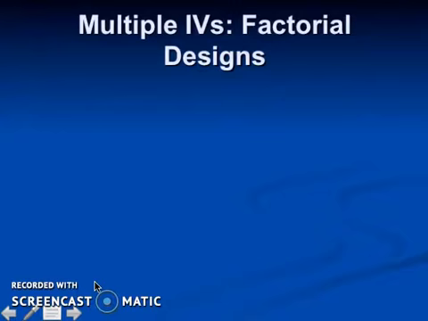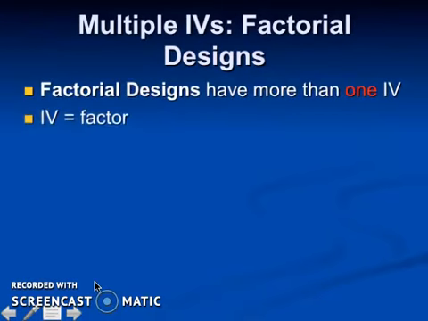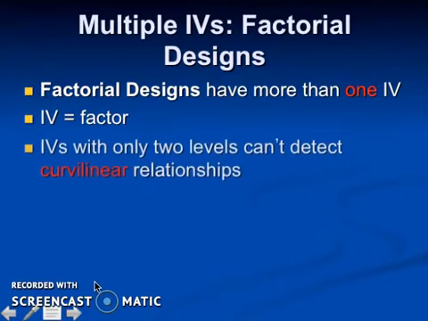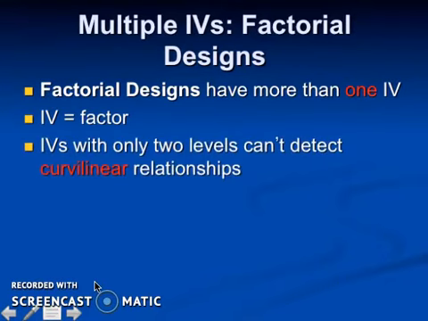When looking at a factorial design where you have multiple independent variables, hint, hint, for your project, you are doing a factorial design. You have more than one independent variable. With an independent variable, you still have the same problem if you only have two levels, where you can't detect a curvilinear relationship. But a two-level independent variable is the easiest way to set up the experiment.